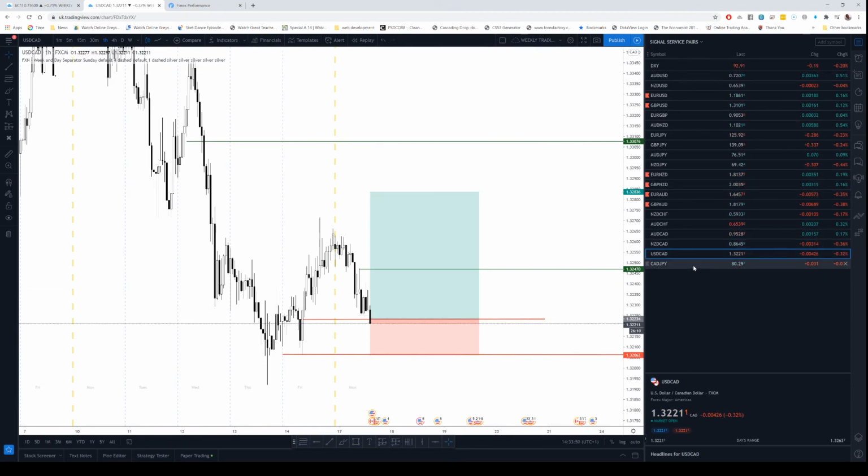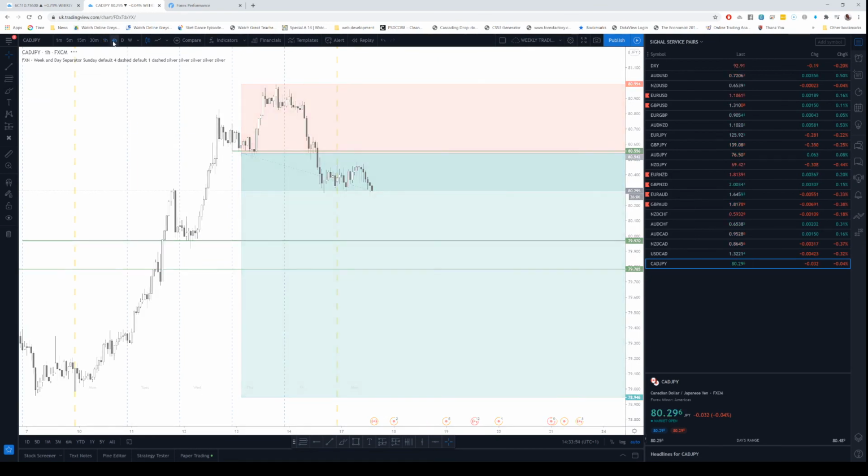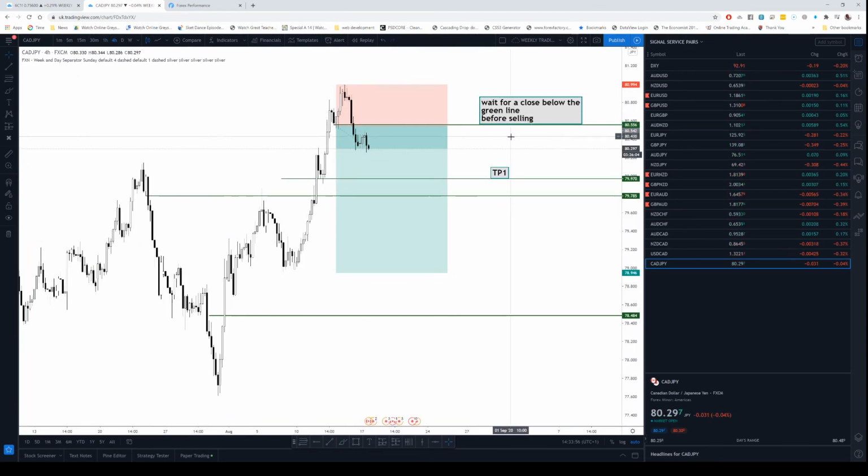And then finally, CAD yen. CAD yen, that was the trade idea I gave last week. We still have it there. Wait for a close below the green line before selling. So we did have the close below the green line, and then we sell, and then our first TP is right there. So that's a trade that is still ongoing.